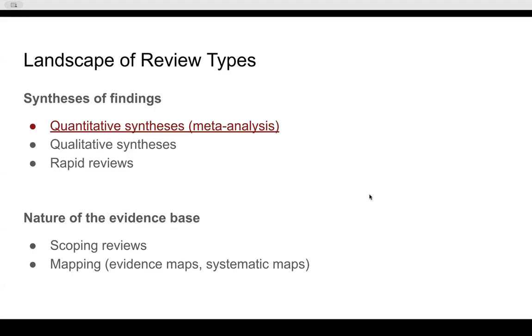They can be adjacent to rapid reviews, which are reviews that synthesize findings but cut corners. And these reviews are compared to other types of reviews at the bottom of the screen, where we're talking about what the nature of the evidence base is. So these are things like scoping reviews or other types of more rigorous maps, like evidence maps, systematic maps, evidence and gap maps, they're sometimes referred to. So the standard reviews are the quantitative, modest syntheses that we just talked about. The non-standard reviews are sort of everything else.